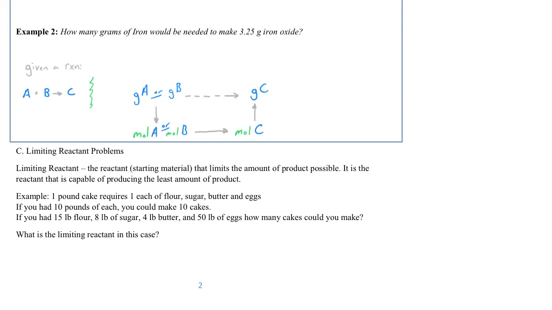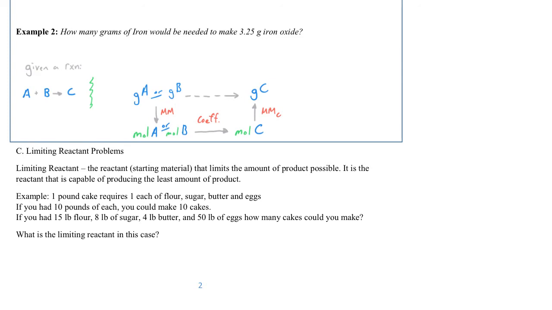So for example, when we wanted to go from the mass of A to the moles of A, we saw that we would use the molar mass. If we wanted to go from the moles of A or the moles of B to the moles of C, we would use the coefficients from the reaction equation. And then if we wanted to go from the moles of C to the mass of C, we would use the molar mass for C. Now, these are the different steps that we learned how to do.